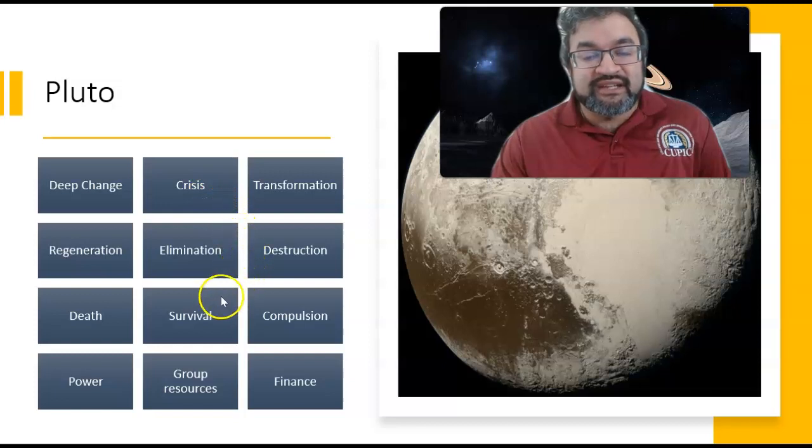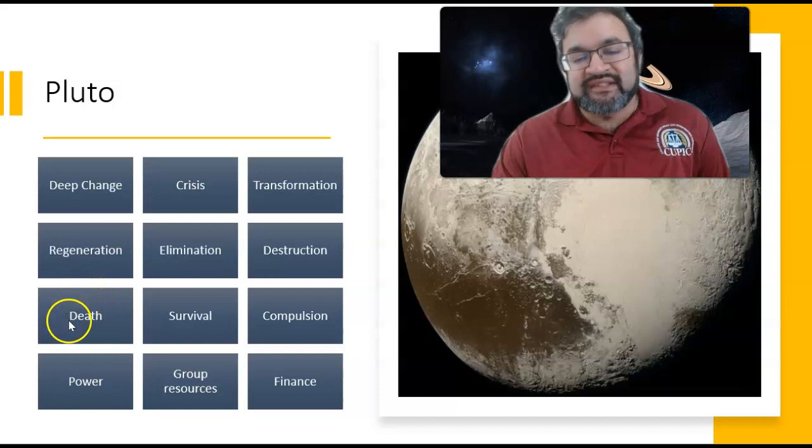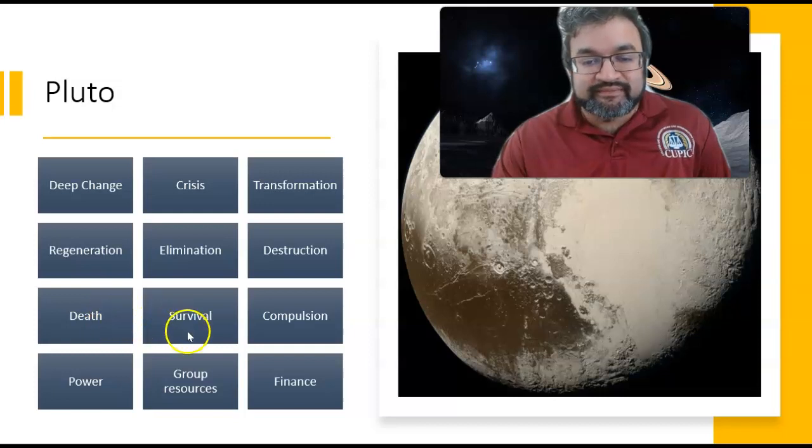Deeper change, elimination of what you don't need, like the phoenix. Regeneration, rises from the ashes, and then transforms. So if you think about the tale of the phoenix, then this makes sense. Of course, sometimes, which I've seen, when Pluto is conjunct the ascendant, there's death around the person in some instances. Because the ascendant is such a personal sort of point.